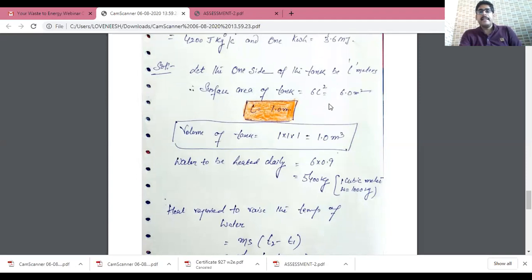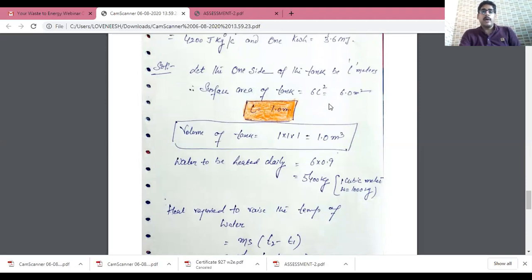The water is heated daily, so it will be 6 times daily with 0.9, which gives a value of 5400 kg, because 1 cubic meter weighs 1000 kg.